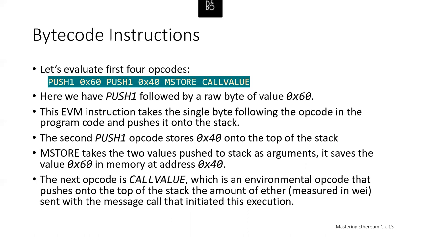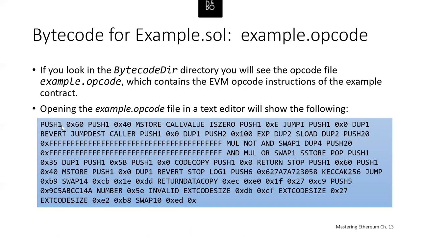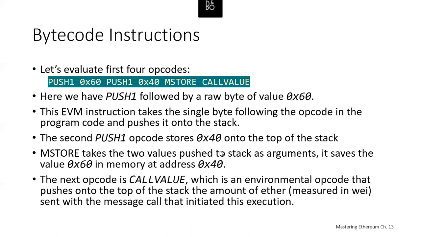The next operation code on this list is called callvalue, which is an environmental operation code that pushes onto the top of the stack the amount of ether, measured in wei, sent with the message call that initiated the execution. We can continue to walk through all of these operation codes and what they do based on the instruction set we covered in a previous lecture, but that's something we're going to leave as an exercise for the student.